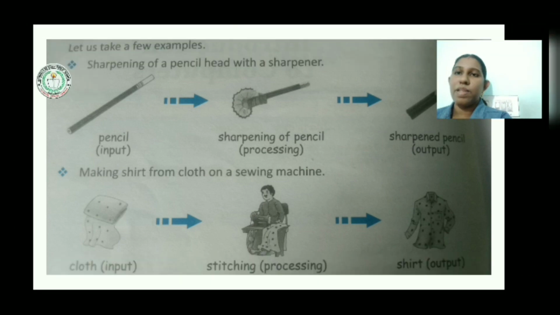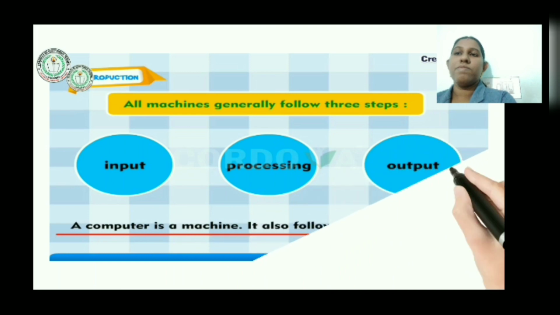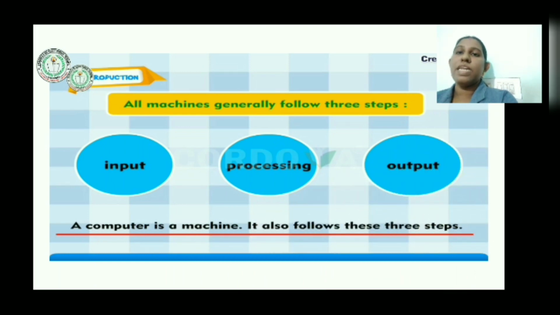Then another example is making a shirt from cloth on a sewing machine. How will you do? First take the cloth as an input. Then stitch using the sewing machine. That is processing. Then you will get a shirt. That is an output. All machines generally follow these 3 steps. What are the steps? Input, processing, output.